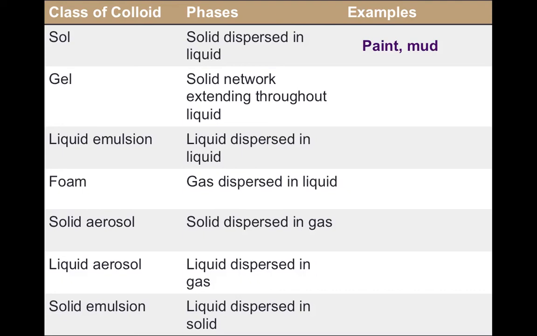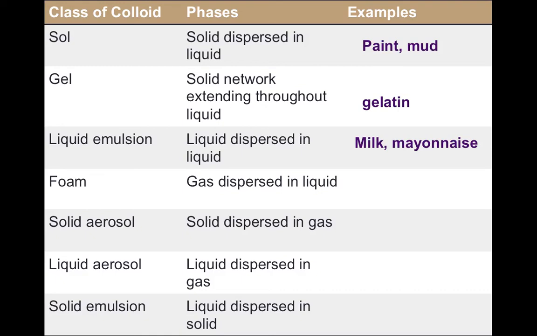Okay, a gel is next, and that's a solid network extending throughout a liquid. Okay, so like gelatin, jello, would be a colloid. Okay, liquid emulsion, that's a liquid dispersed in a liquid. Okay, and that's milk and mayonnaise. That is a liquid emulsion. Okay, there's little chunks of proteins in milk and all sorts of other liquids that are dispersed and floating around in water, and that's what makes up milk.